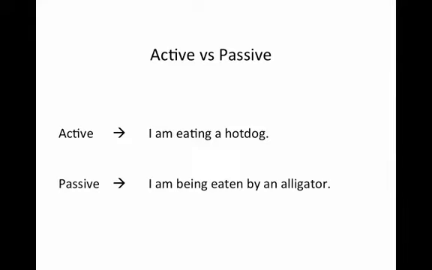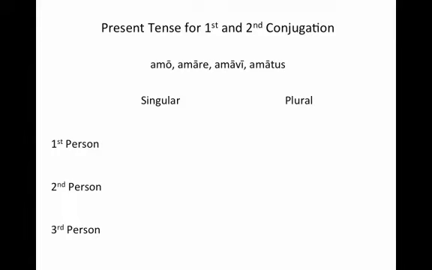Note that the action of eating is being done by I, the subject, and is being done to a direct object. Whereas in the second sentence, I am being eaten by an alligator, the action of the verb is being done to the subject. Now let's see how to form these.